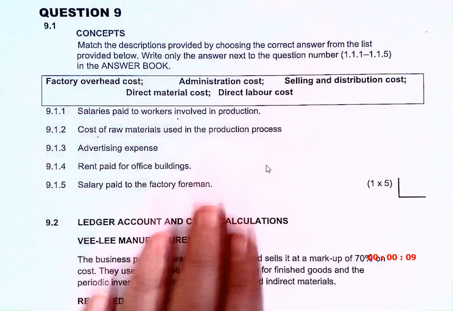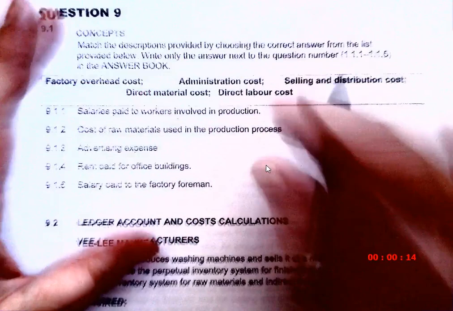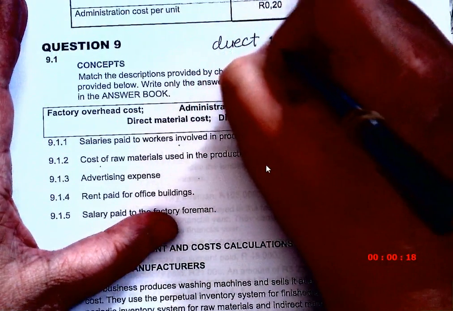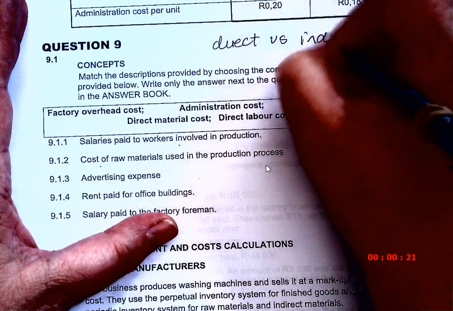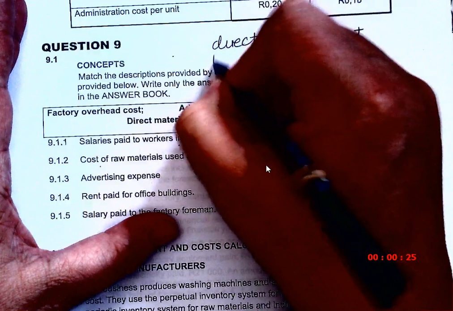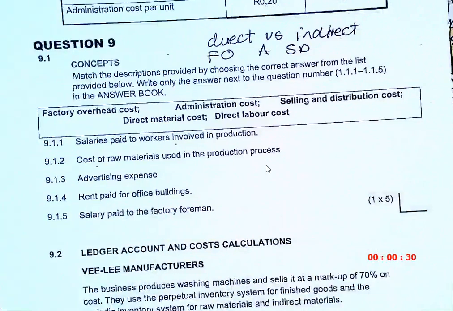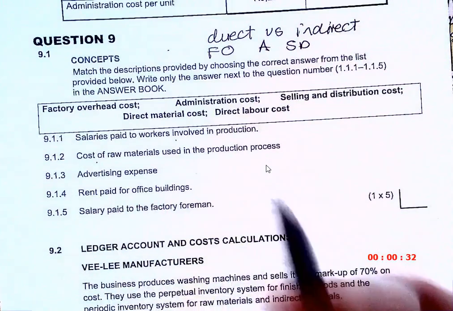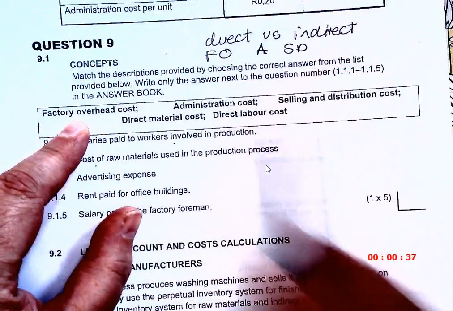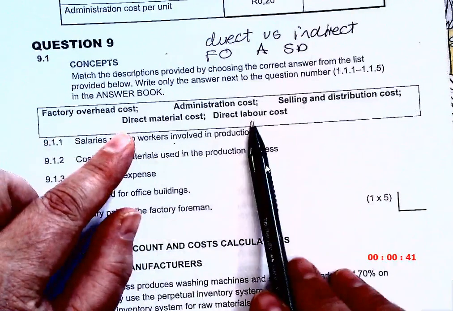When they do these multiple choice things, they are always testing the following. They're always testing that you know the difference between direct and indirect, right? And they're also testing that you know the three departments: factory overhead, admin, sales and distribution. It's always about that. So now they say here, can you see? Factory overhead, admin, sales and distribution. It's your three departments. Direct material, direct labor.